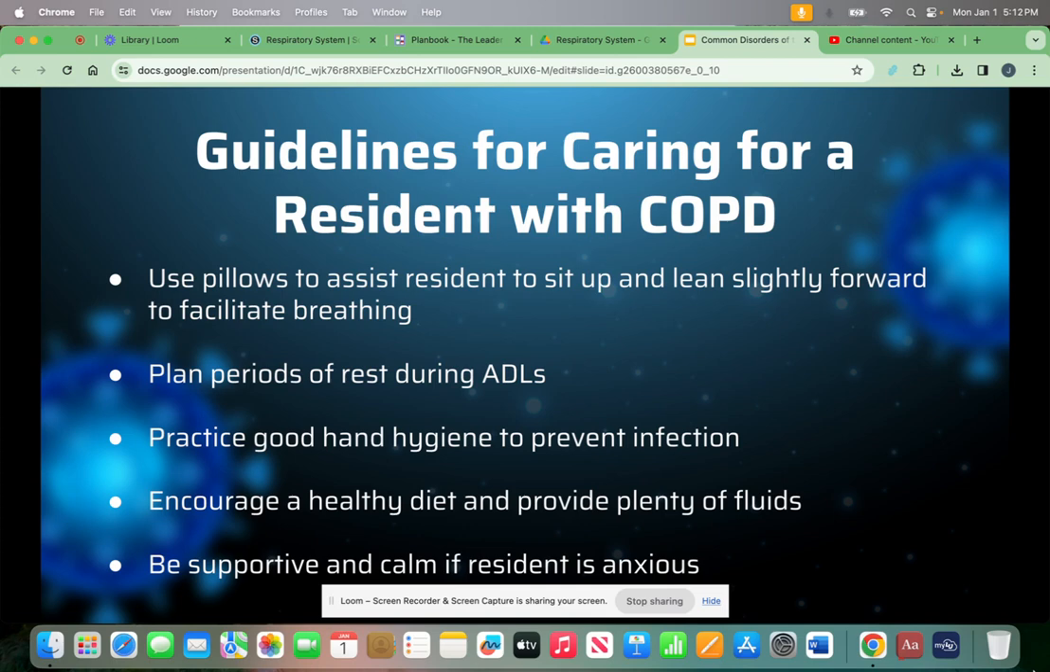Some things to report to the RN regarding COPD are signs and symptoms of cold or the flu, which would be fever, chills, complaints of feeling achy, confusion, any change in breathing patterns, shortness of breath on exertion, complaints of chest pain or tightness, and insomnia due to anxiety or fear.